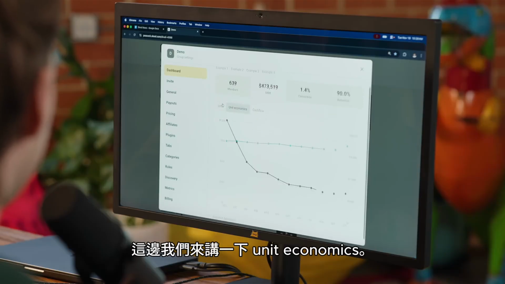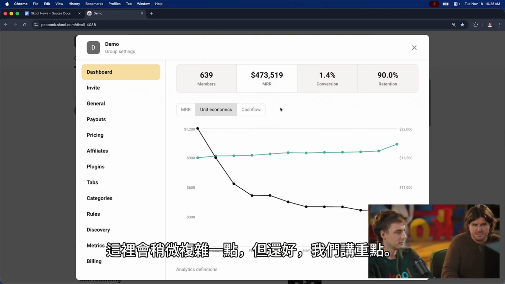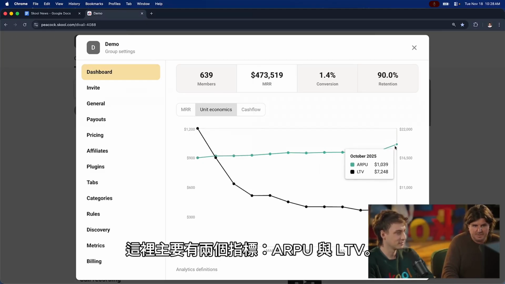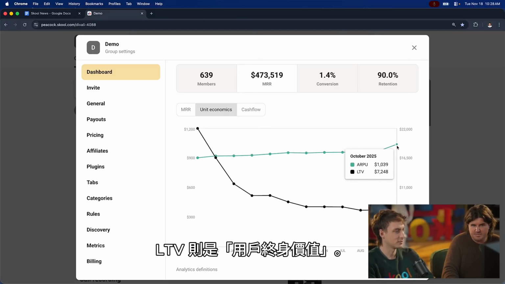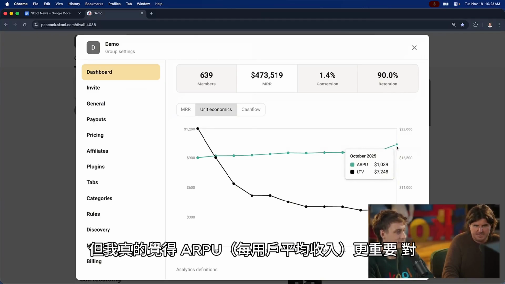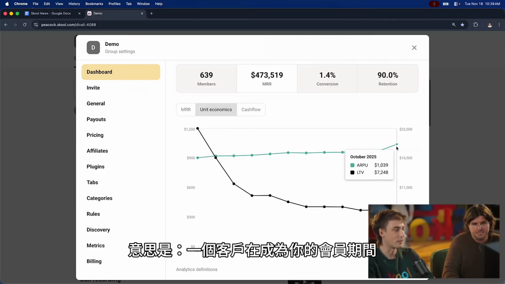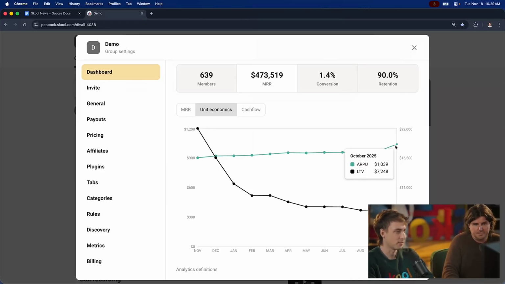So unit economics here. This is a little bit more complicated, but whatever. So there's two things, ARPU and LTV. ARPU is average revenue per user. LTV is lifetime value. People tend to obsess a lot about LTV in this business. I do think really ARPU is more important. Yeah, LTV means the total amount that someone's going to pay you across the time that they're a customer.